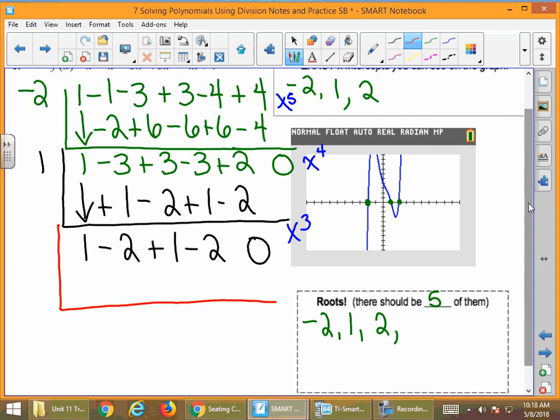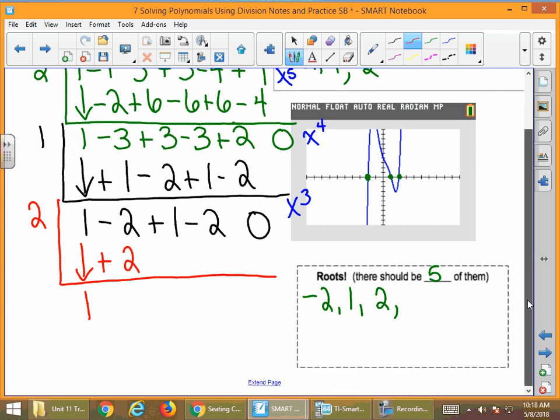And our third root that we have listed here is positive 2, so we're going to put that 2 out here. And we're going to carry down the 1. 2 times 1 is 2. It was positive 2 times positive 1, which is positive 2. Negative 2 plus 2 is 0. 2 times 0 is 0. 1 plus 0 is 1. 2 times 1 is 2. Negative 2 plus 2 is 0.